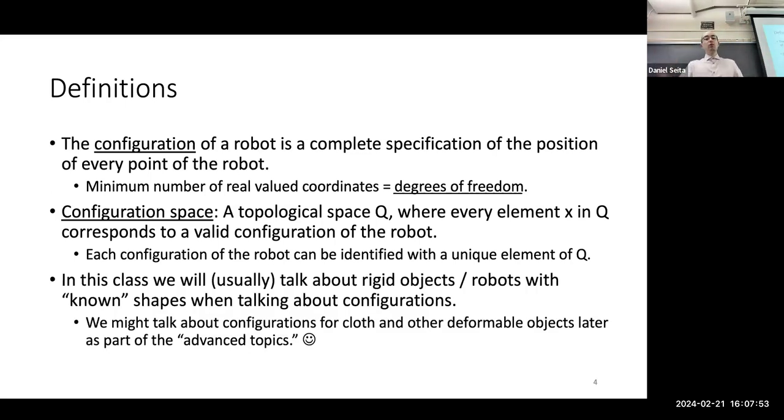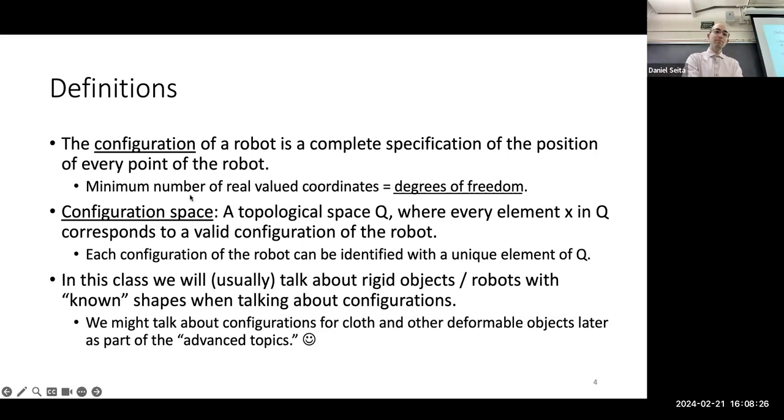And so in this class, we will usually talk about rigid objects and robots with known shape when we talk about configuration. If we work with a robot, we will usually just assume that we know the model of the robot, like we know how to describe it. It might be specified with just 3 numbers or 4 numbers. If you want to know about configuration for things like cloth and other deformable objects, then we will probably save that for later.